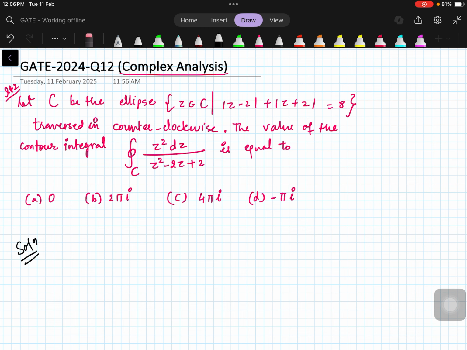So here you see they gave you an ellipse, right? And then it is traversed in counterclockwise direction. You have to find out the value of this contour integral.